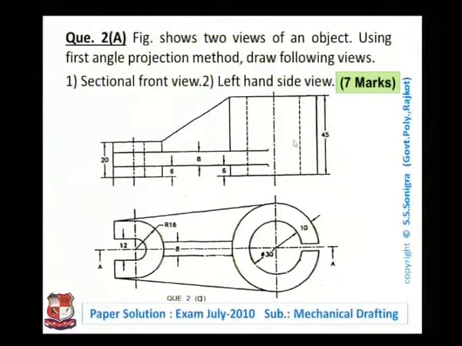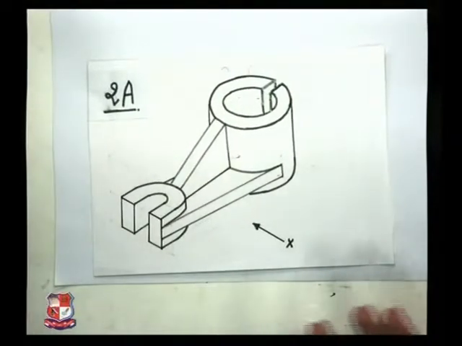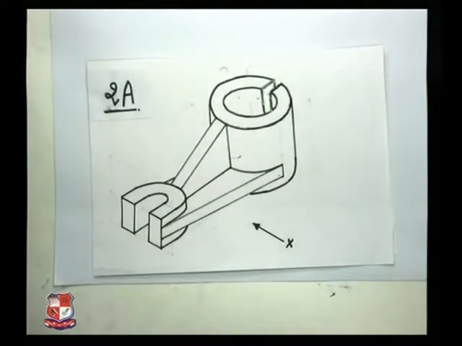So it's a problem of missing view because the left hand side view is not given to us. So from these given two views, we have to imagine what the object should be. The imagination shows that the object may appear like this. This would be the object. You can see here, like this. This would be the object of the given problem.